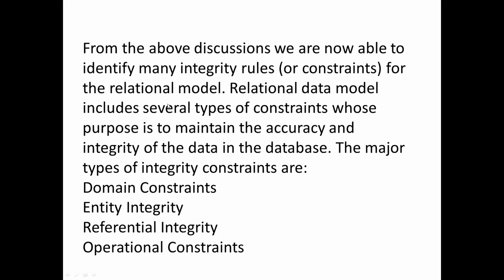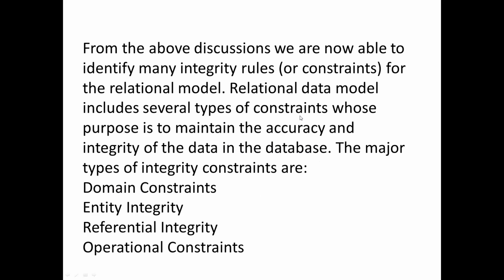As we have seen, we are now able to identify many integrity rules or constraints, right? Like domain constraint. In order to become a candidate key, what are the things they have to follow? In order to become a primary key, what are the constraints? To become a foreign key, in order to create a primary key and foreign key relationship, what are the constraints? All right, these are mentioned there, but not actually explained. So we will be learning about the different integrity constraints. What's the main purpose of integrity constraints? It is to maintain the accuracy and integrity of data in the database, right?